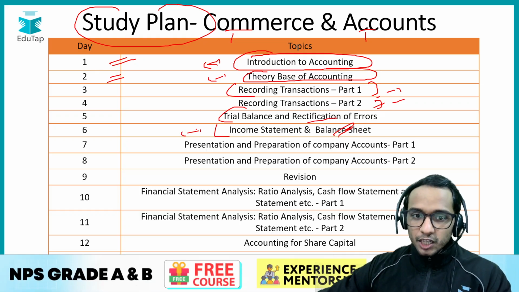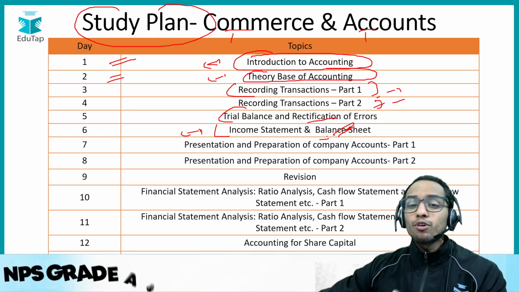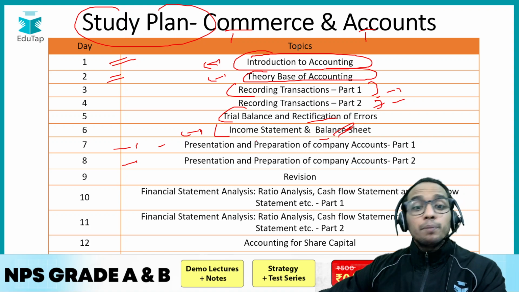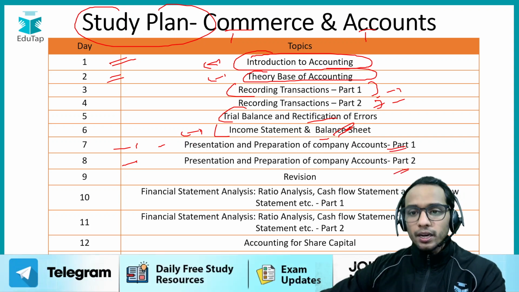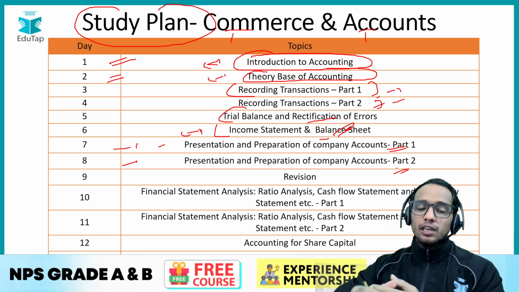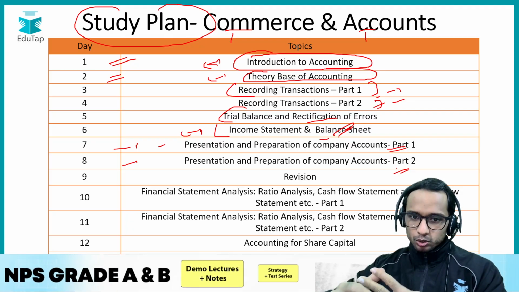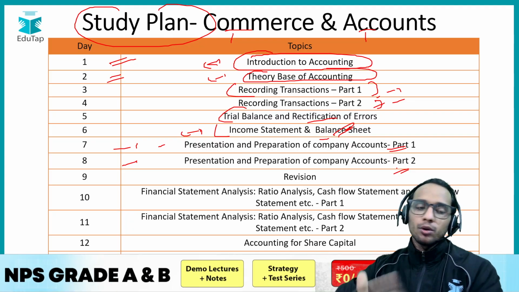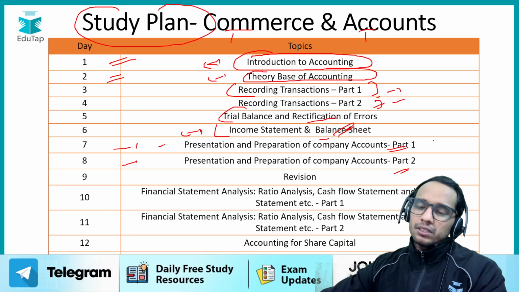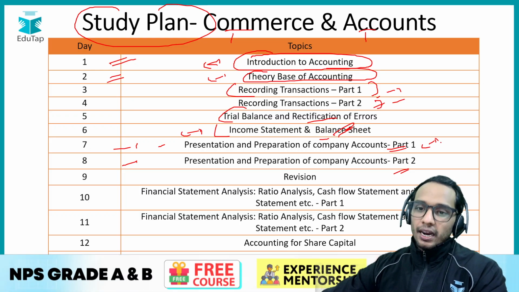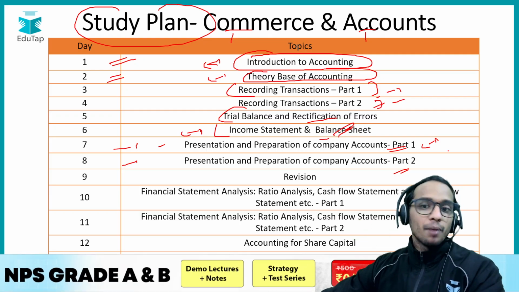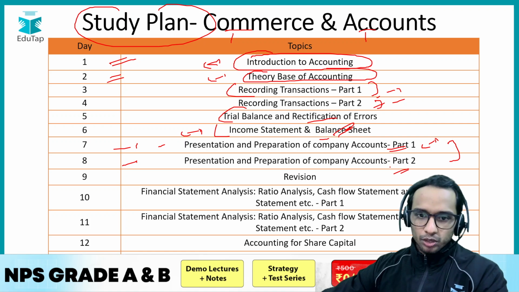Then you have the financial statements for the firms, income statement and balance sheet for firms like a partnership firm, proprietorship firm. Then on the 7th day, you are going to study company accounts, preparation and presentation of company accounts part 1 and then part 2. This is a big chapter, a huge chapter. Therefore, I have included this chapter in 2 days, so that half of the chapter you prepare on the 7th day, and half on the 8th day, right? It is about Schedule 3, Companies Act 2013. We have Schedule 3, which has the format of the profit and loss account and the balance sheet. So this is what you are going to study under this chapter.